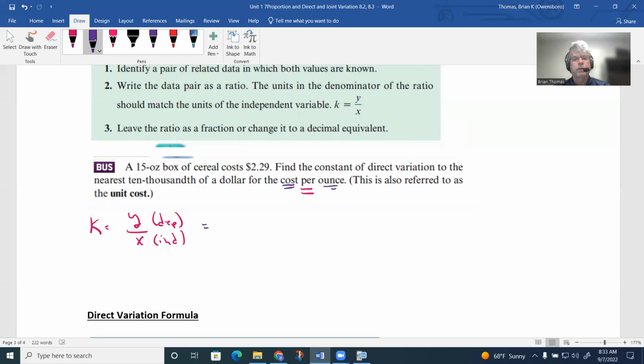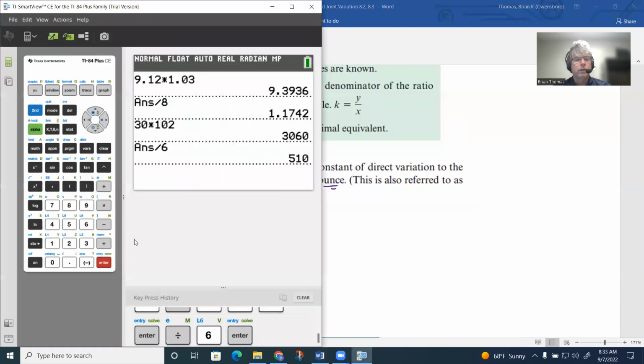So what this is telling me is the numerator has to be the cost and the denominator has to be the ounces. And what I'm looking for up here is where I know the cost and the ounces. So notice that we know that 15 ounces cost $2.29. So I can use that to create my direct variation constant. So the 2.29 would have to go on the top, and I have to divide that by 15. And that's going to allow me to get my constant of variation. So let's go ahead and put that in. So 2.29 divided by 15.